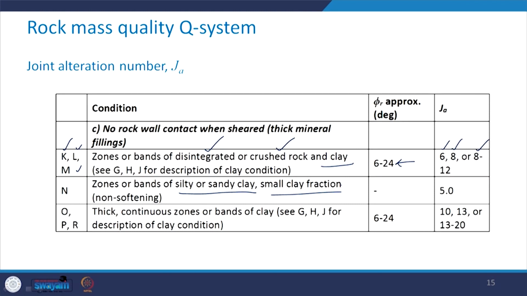Next category is zones or bands of silty or sandy clay, small clay fraction, which is non-softening, obviously because it is the clay. So, phi will not be that significant and the rating which is assigned is 5.